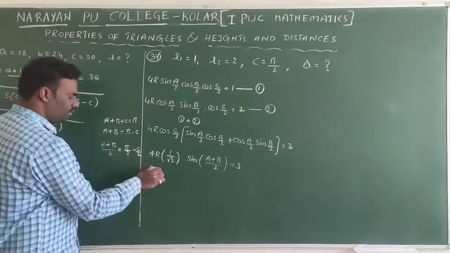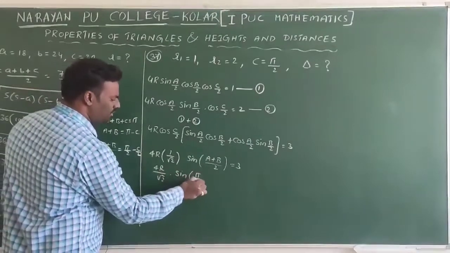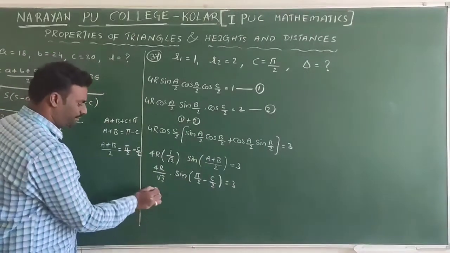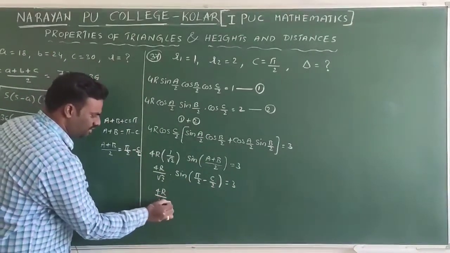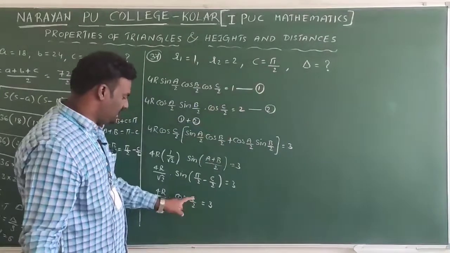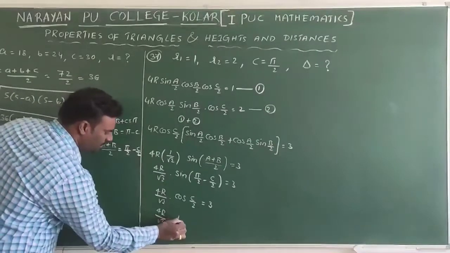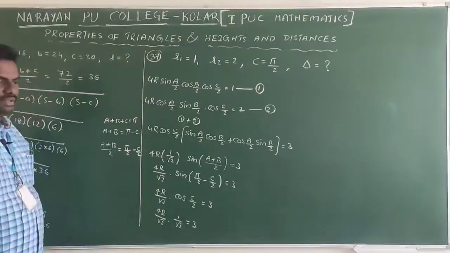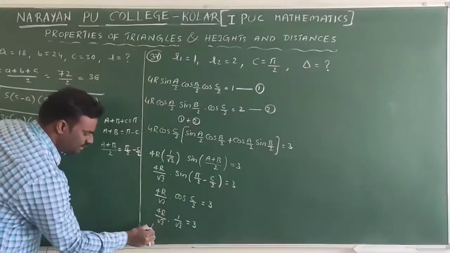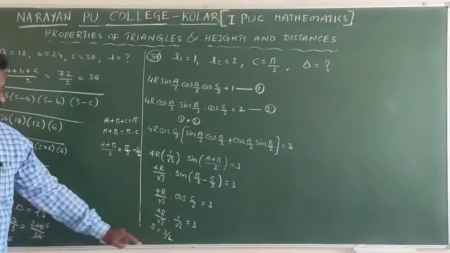Okay, now 4R by root 2 into sin of (pi by 2 minus c by 2) equals 3. Sin of 90 minus theta is cos theta. So 4R by root 2 into cos c by 2 is equal to 3. Again the c value is 90, 90 by 2 is 45, that is 1 by root 2. Then 4R by root 2 into 1 by root 2 is equal to 3. Root 2 into root 2 is 2, so you get 4R by 2 cancel, and 6 by 4, simplified, 3 by 2 is R.